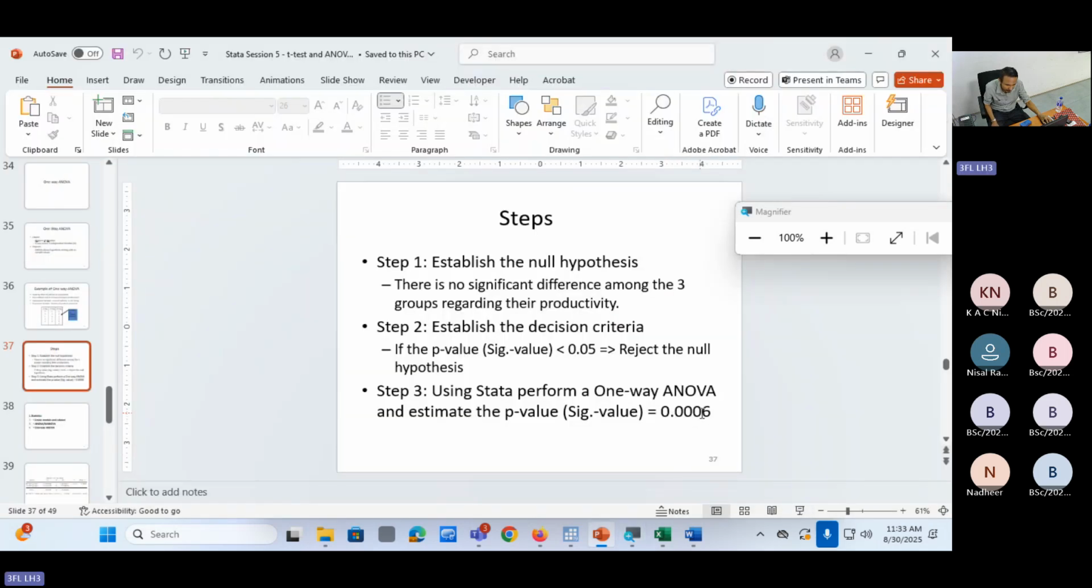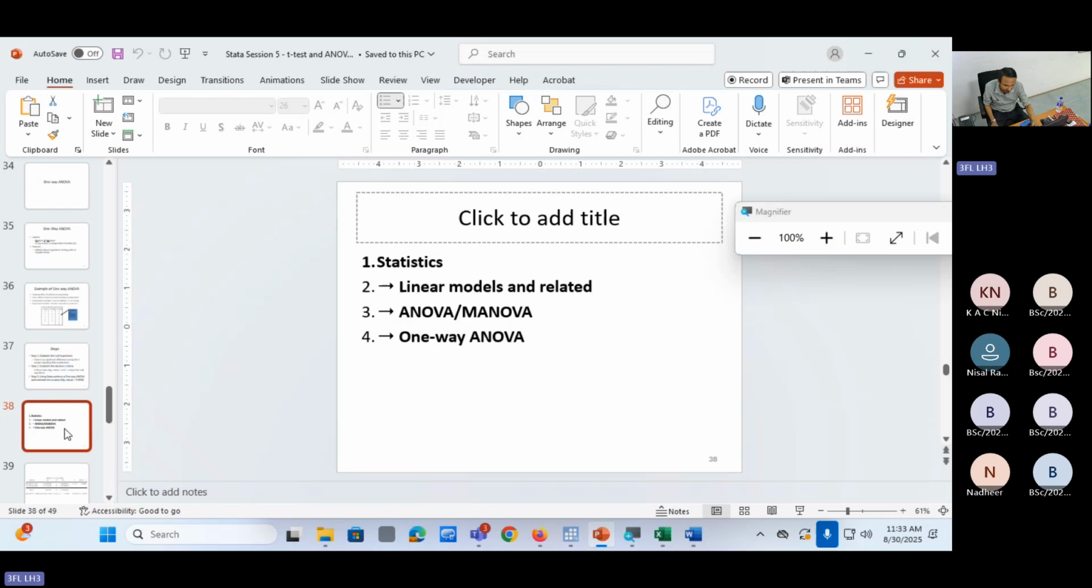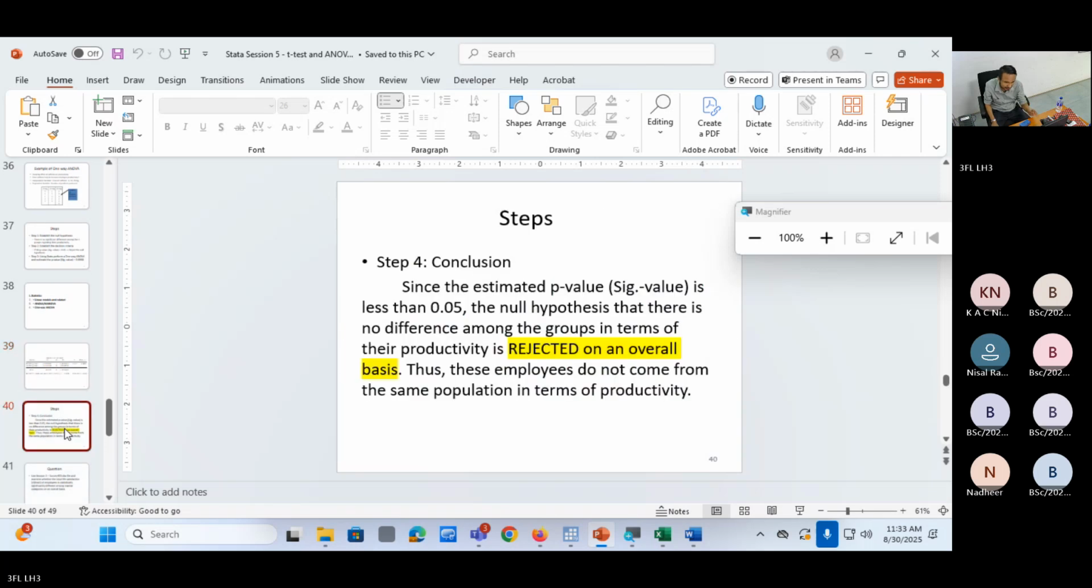You can see 0.0006. Conclusion: since the estimated p value is less than 0.05, that means 0.0006 is less than 0.05, the null hypothesis that there is no difference in the groups in terms of productivity is rejected on an overall basis. Please take it down, on an overall basis.